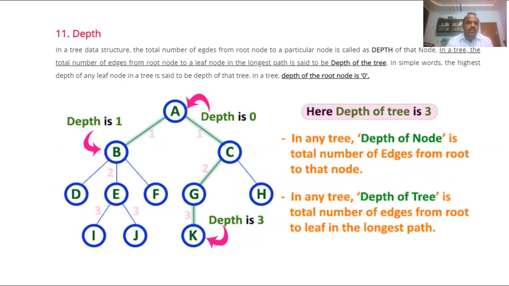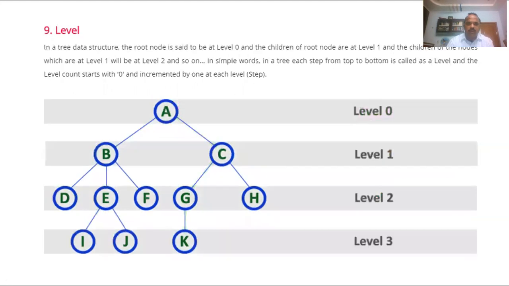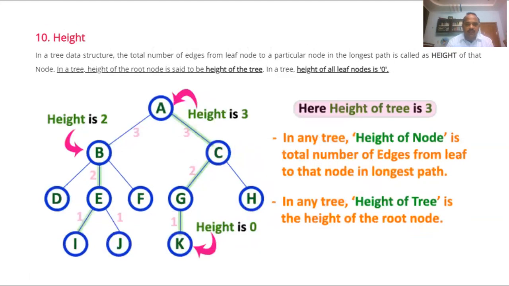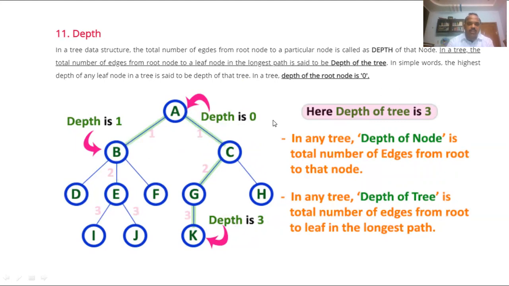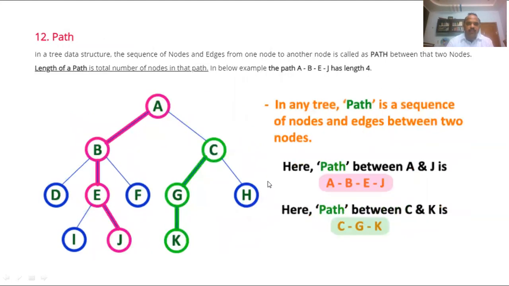Next one is the depth of the tree. Here depth of A is 0. Depth of B is 1. Depth of K is 3. Here, similar to levels, the height is 3. Here level 0, level 1, level 2, level 3. In reverse, depth 0, depth 1, depth 2, depth 3. Clear all of you? So this is the reverse of levels. Then height equals 3. Here 0, 1, 2, 3. Next one is the path.